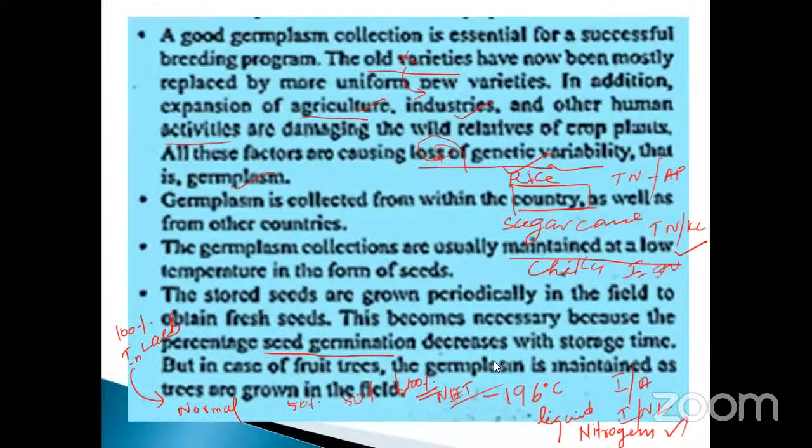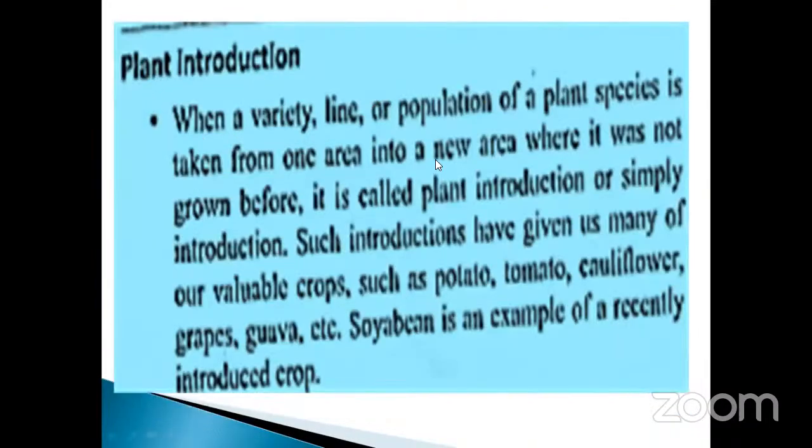Okay, go to the next one. Plant introduction. The next heading is plant introduction. How will it be introduced? When a variety, or a plant, or a population of a plant species is taken from one area into a new area, that is also very, very important.